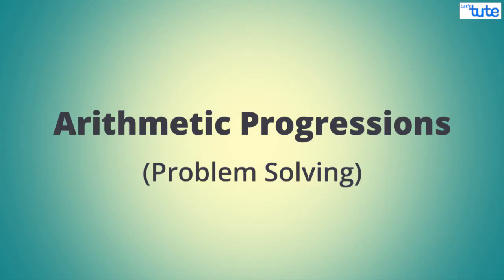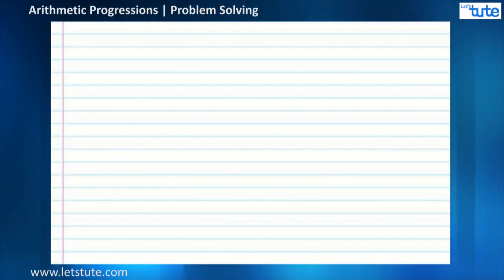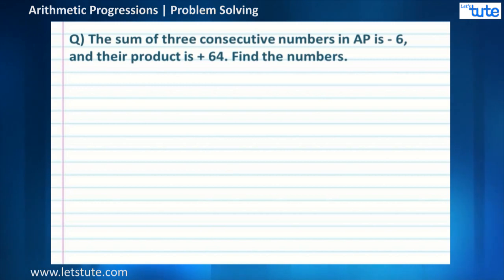Hi! In this video, we will solve problems based on arithmetic progressions. So now let us go ahead and solve the first question. The sum of three consecutive numbers in AP is -6 and their product is +64.